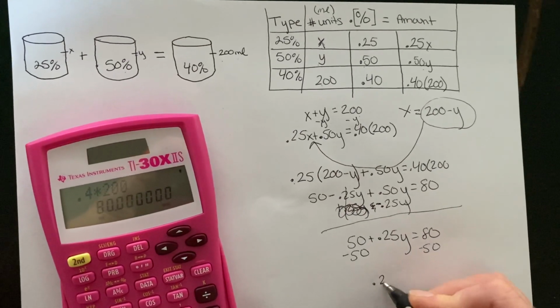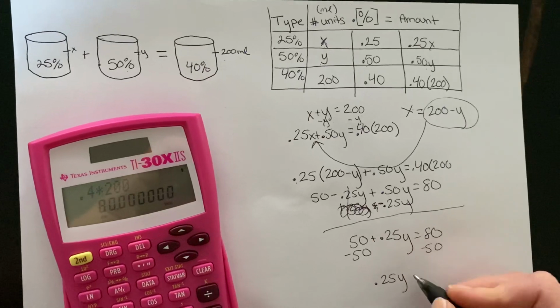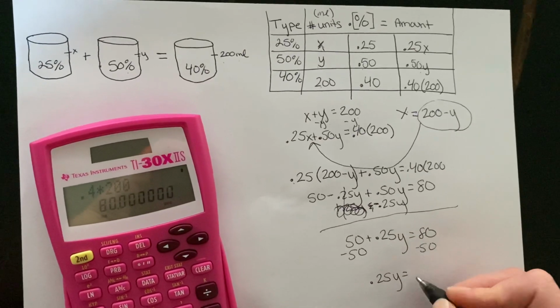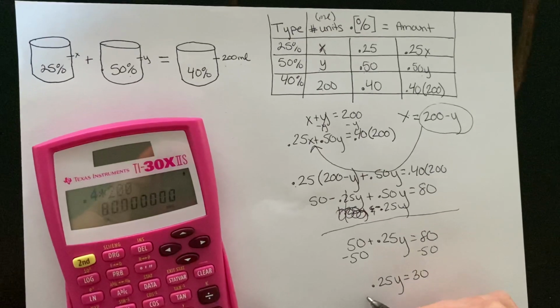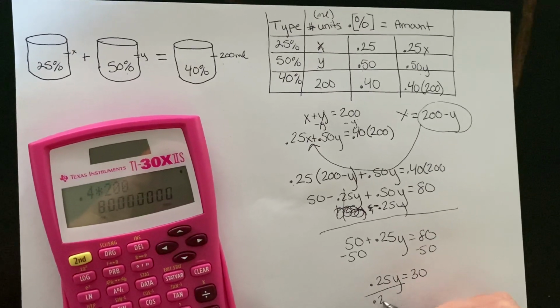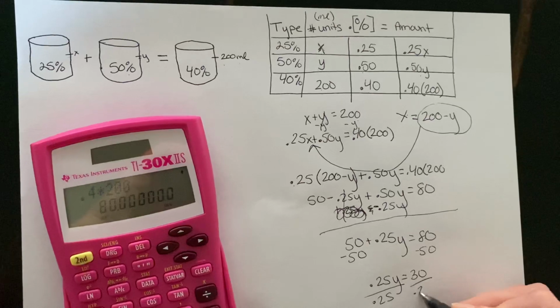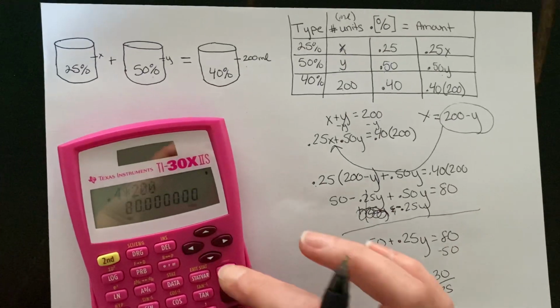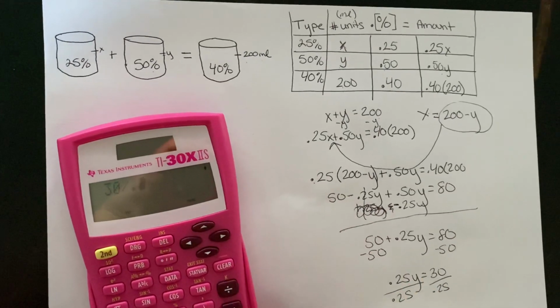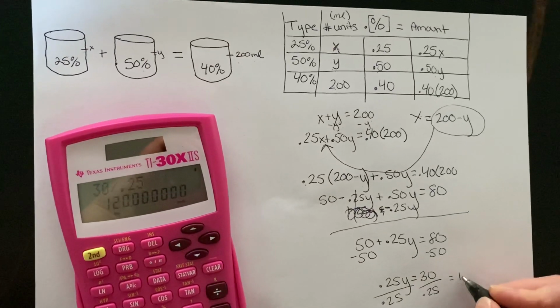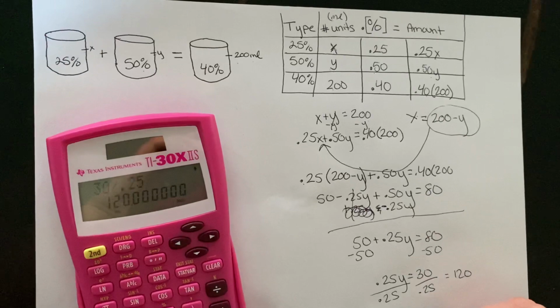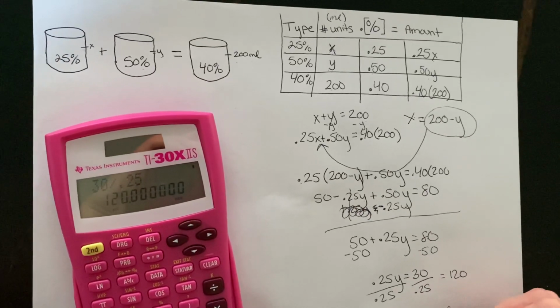So we have 0.25Y equals 80 minus 50, which is 30. And then we're going to divide by 0.25. So then we'll say 30 divided by 0.25 equals 120. So Y equals 120.